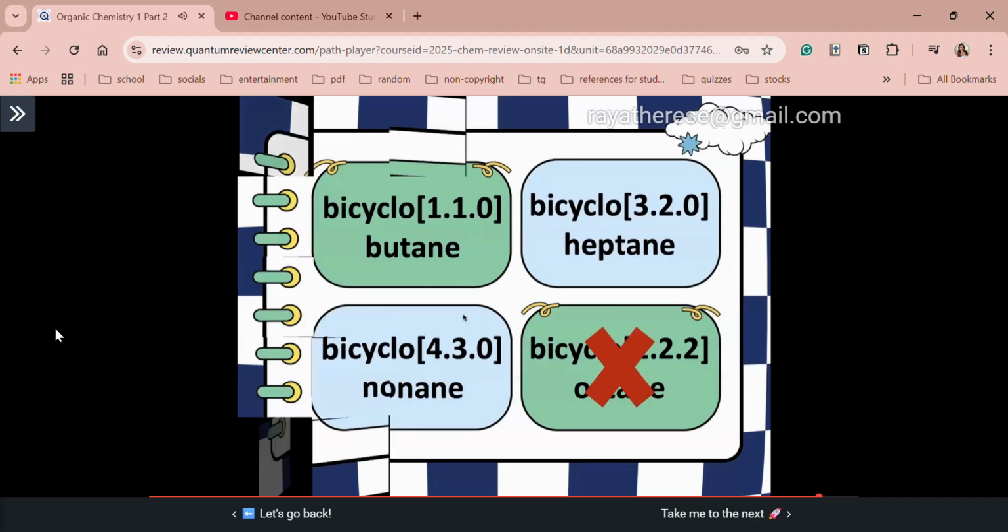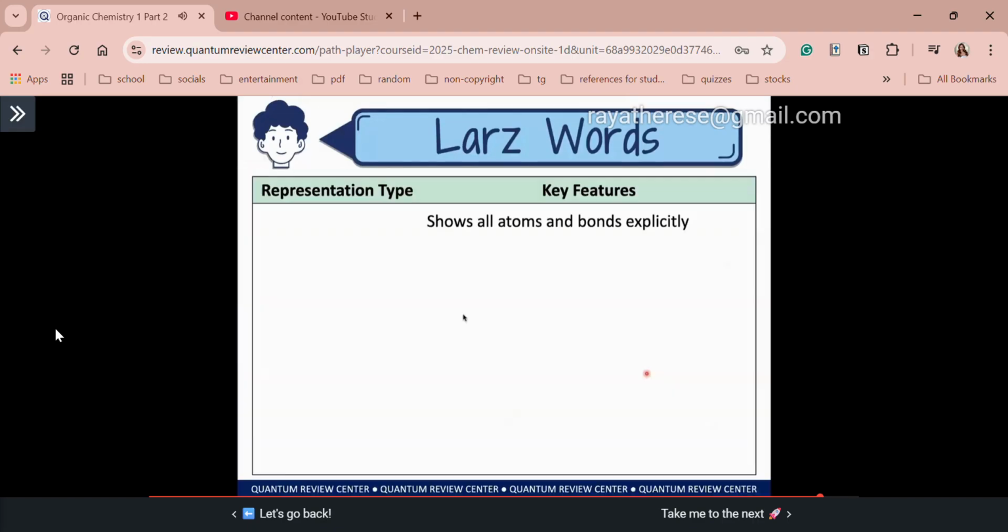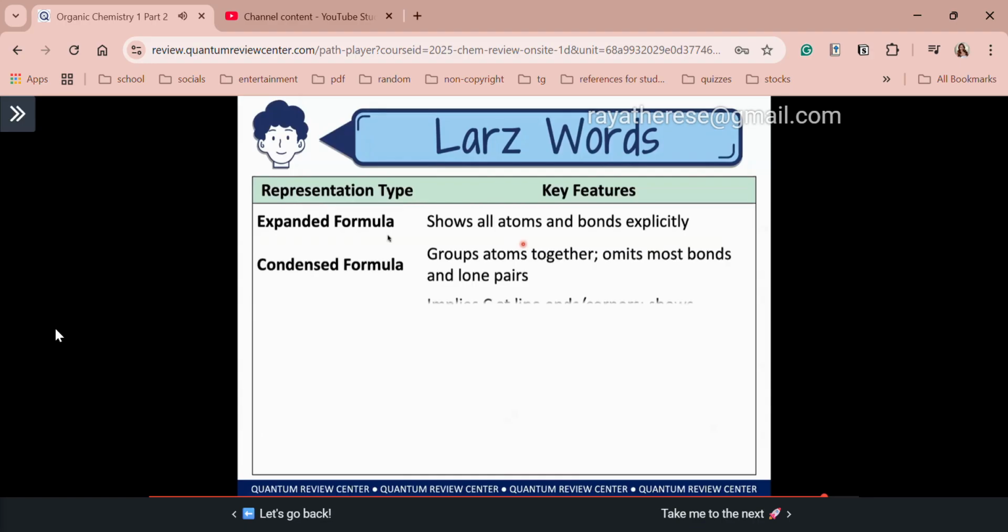Okay, class, let's summarize our key words for our discussion. Starting with our representation types. Class, first one. This shows all atoms and bonds explicitly. Sir, that's the expanded formula. Again, that's just your Lewis structure or Lewis dot structures. Next, this groups atoms together. That's the keyword. And it omits most bonds and lone pairs. Sir, is that condensed formula? Yes. Thirdly, it implies carbon at line ends or corners, and it shows heteroatoms such as your O and S explicitly. Class, that's the last type of our 2D representation, and that is your line angle formula.